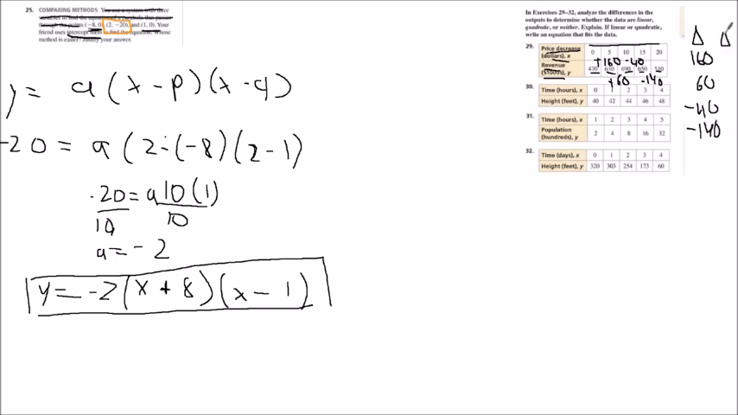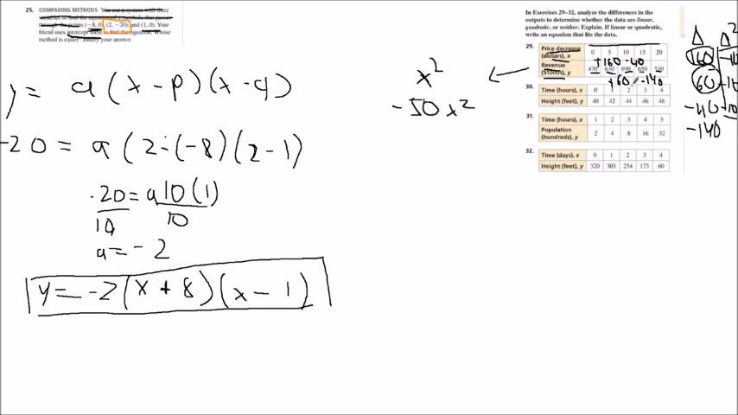So now we find the second difference, which is delta squared. We take this number, we take this number, and then subtract this number. So 60 minus 160 is negative 100. Negative 40 minus 60 is negative 100. And then negative 140 minus negative 40 is negative 100. Now the second differences are constant, therefore this equation is a quadratic. It's an x squared. And the leading coefficient is negative 100 divided by 2, which is negative 50x squared.